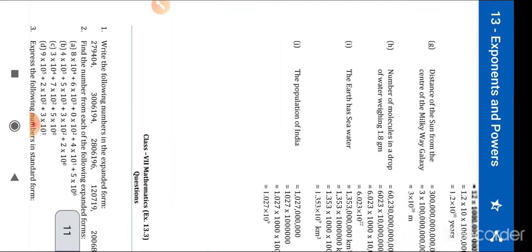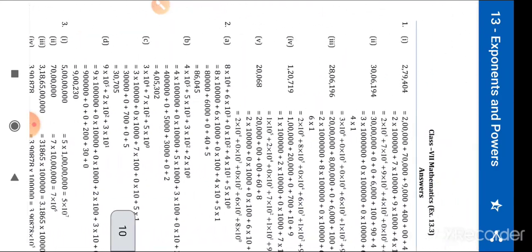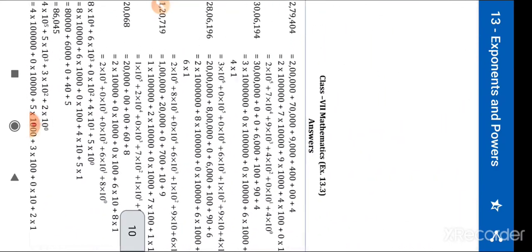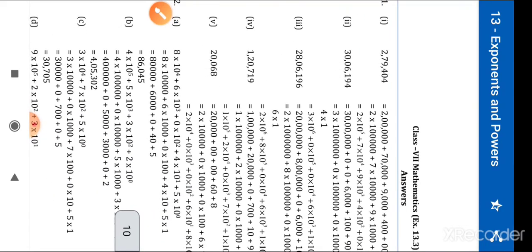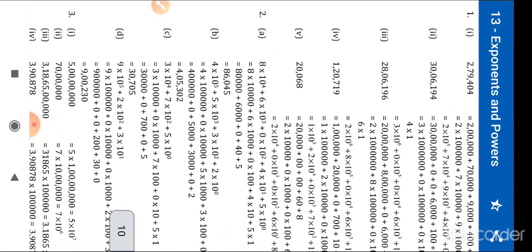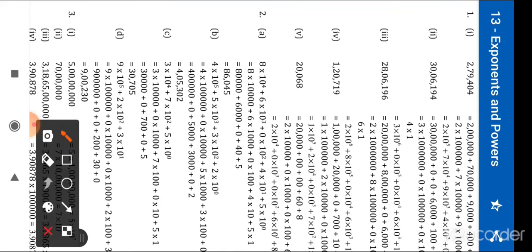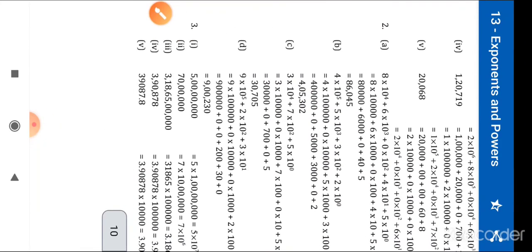First question is: write the following number in the expanded form. So in this question first we will simply expand our number and then we can write this number using the exponential notation. In the same manner you can solve its remaining parts. In the second question we have to write our number in the short form. So first we write our number in the expanded form and then we add all the numbers, so we get our short form.